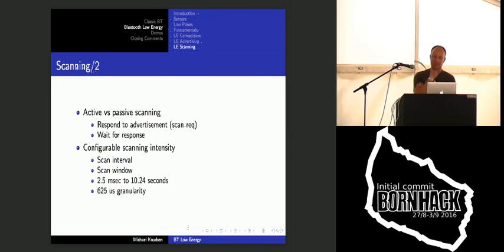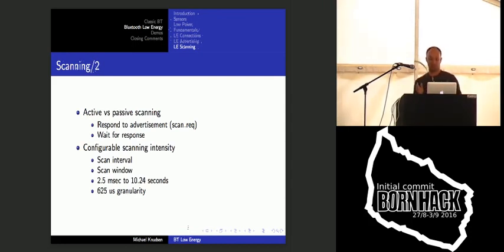Active versus passive scanning is basically whether you decide to respond to an advertisement with a scan request. If you do active scanning, you send scan requests saying, I would like to know more. And then you wait for a response. Obviously, if you don't really care about devices in detail, you just do passive scanning, and you leave it up to upper layers to reconfigure to active scanning if it looks like it might be starting to be relevant.